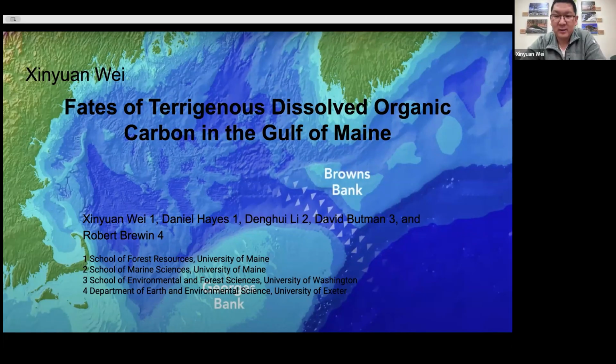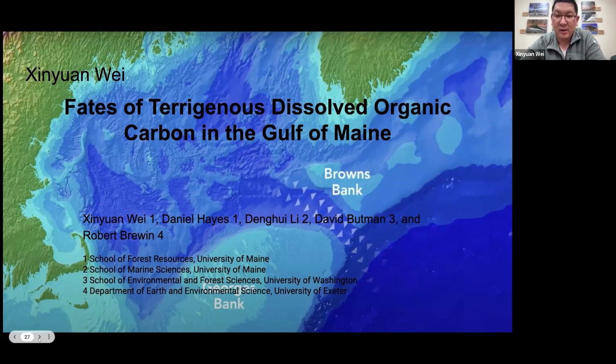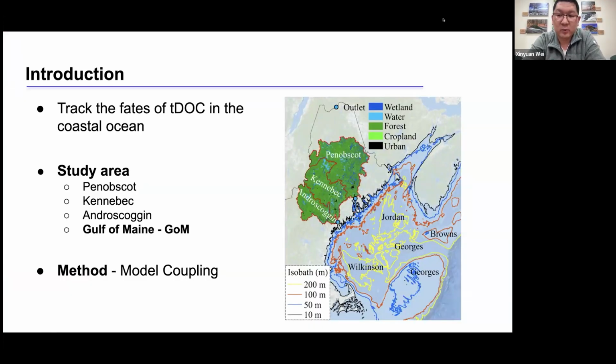I'm Xinyuan from the University of Maine. I'm going to present our project, the potential fate of the terrestrially derived dissolved organic carbon in the Gulf of Maine. For this project, we would like to track the potential fate of the terrestrially derived DOC in the coastal ocean. And for our project, our study area includes 3 watersheds, the Penobscot, Kennebec, and the Androscoggin watersheds. All of them are in Maine.